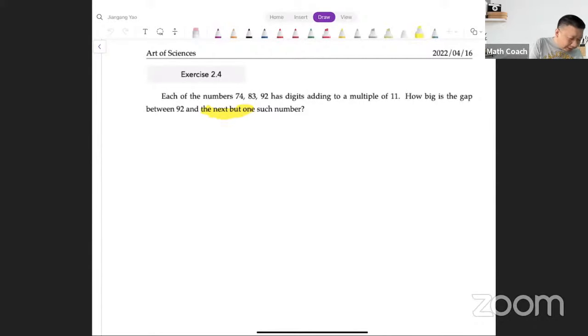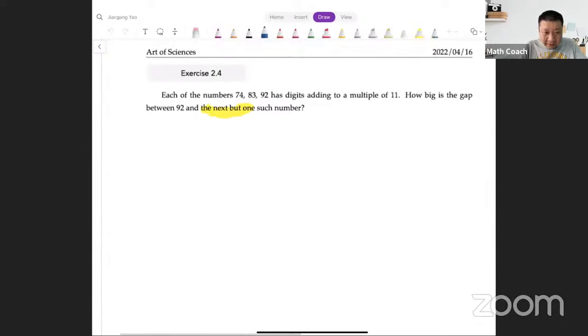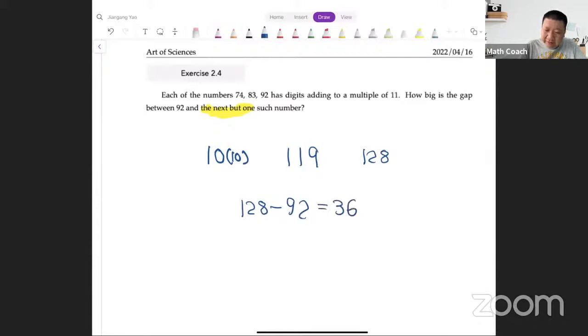So now in this round, we really have a strong group. Now in this round, we are 2-2 as well. So for that one, we need to list. The sum of digits is 11. So all the 2-digit ones are gone. And so we have to go to the 100s. So 101 does not work, then it becomes 110. So we have to go 119 and then 128. And the question is 128 minus 92 because it's the next but one. So 128 minus 92, and we get 36. Okay, so question 2.4 finished.